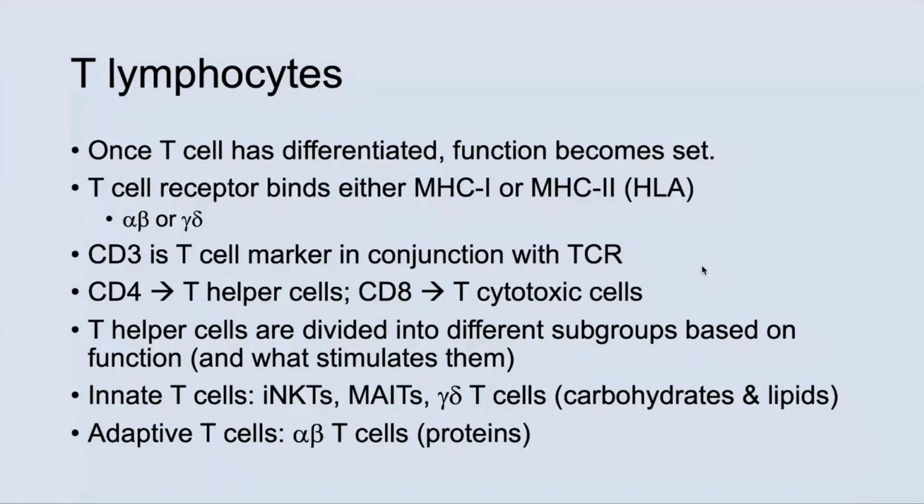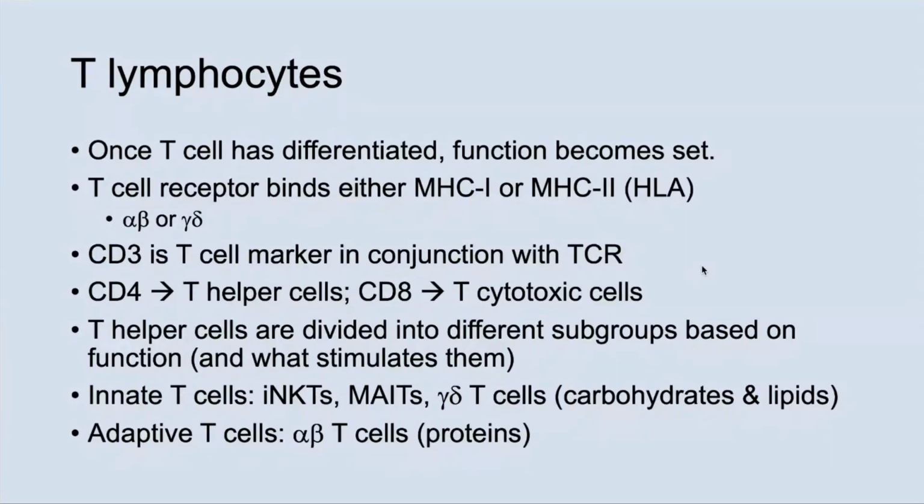CD3 is a T cell marker in conjunction with the T cell receptor. It is present on all T cells. That's why when you get a T cell subset, you see CD3, CD8, CD3, CD4. It's because you do it through flow cytometry. You see exactly how many T cells there are, and then which ones are TH versus TC, right?